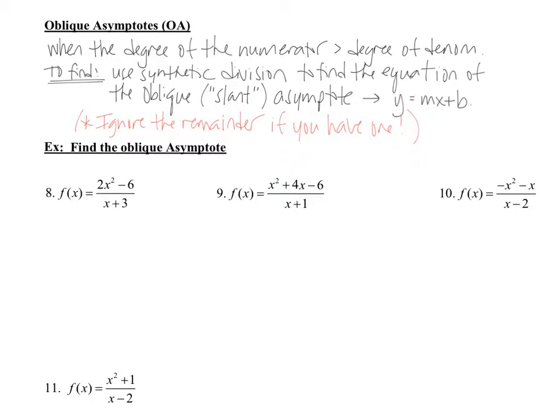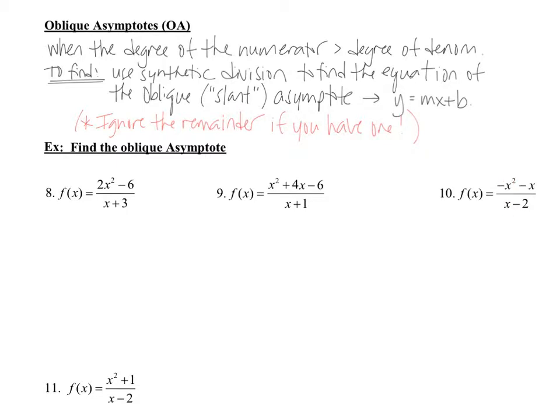Alright you guys, so here we are on our oblique asymptote section, the very last part of the packet. Just like I was explaining earlier, when the degree of the numerator is bigger than the degree of the denominator, that means you have an oblique asymptote. So look at all of these examples down here. The degree of the numerator is 2, the degree of the denominator is 1. Same thing here, 2 and 1. Same thing here, 2 and 1.